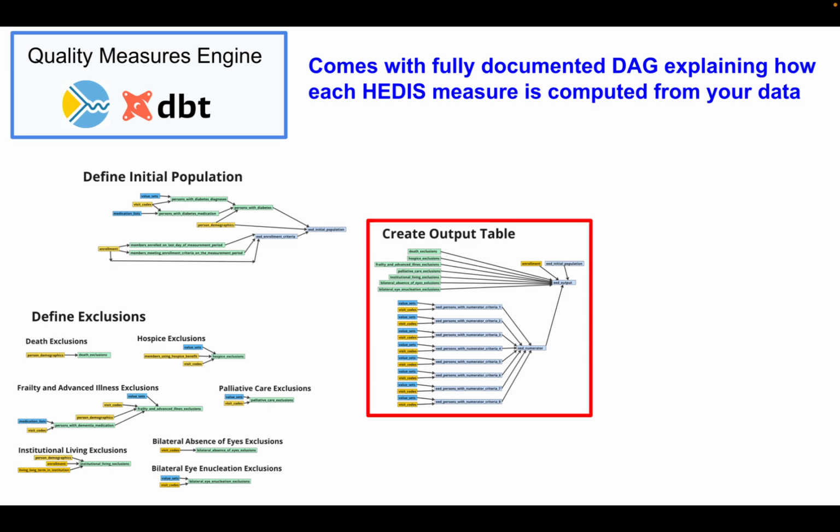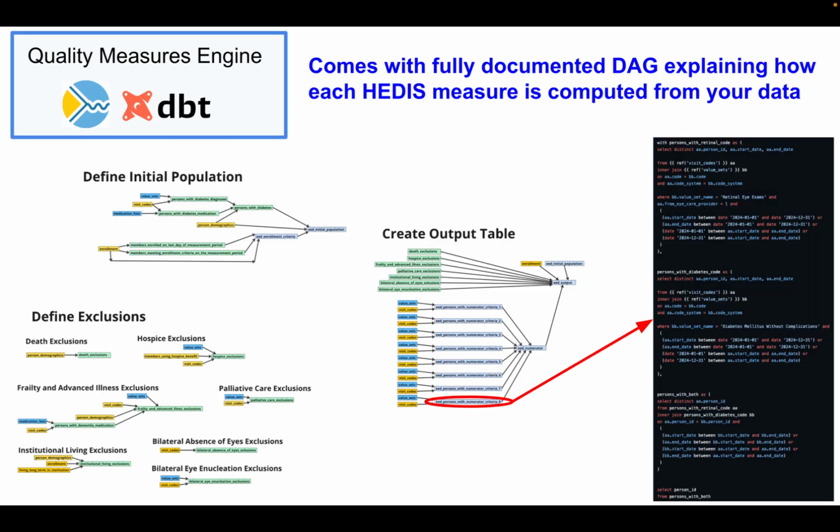For any one of the nodes in this entire transformation pipeline, you can very easily see the SQL code that generates that particular step in the transformation pipeline, and so you have full visibility into how each measure is computed.